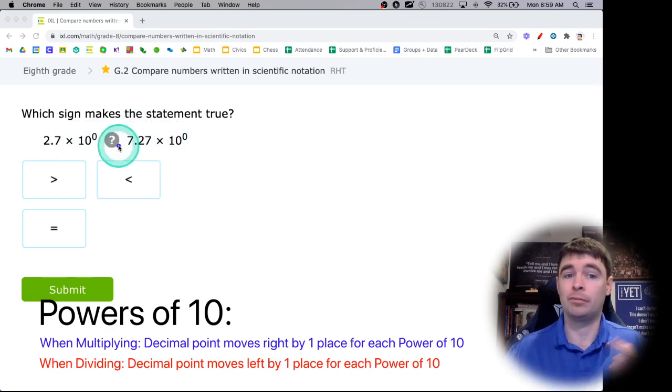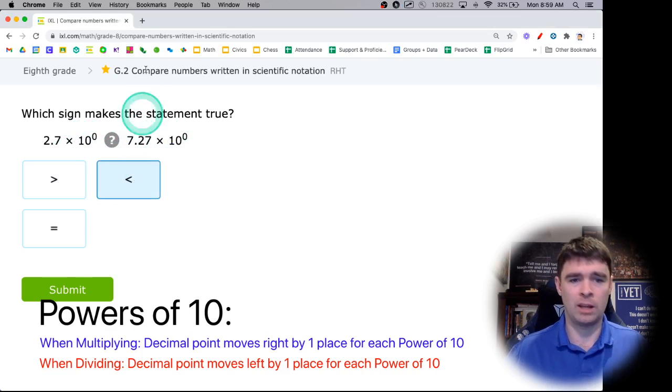And I know 7 is bigger than 2. So I'm going to go ahead and pick the symbol here that shows me that the right expression is larger than the left expression. Or really it's saying the left expression is smaller than the right expression.